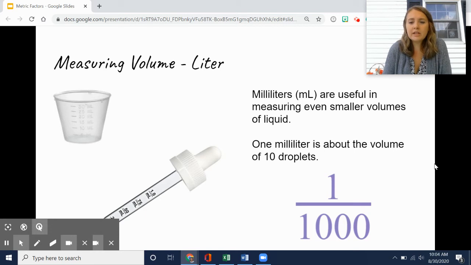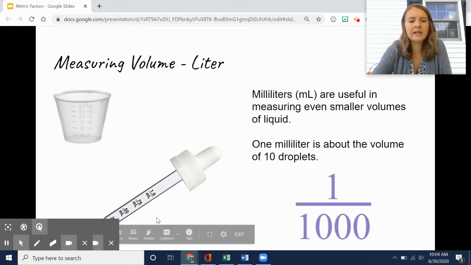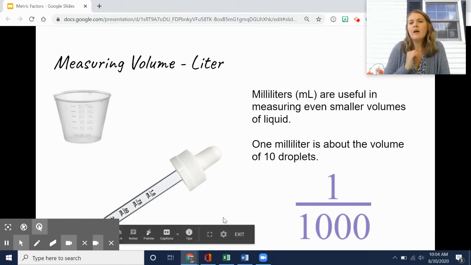And then 1 milliliter is about the volume of 10 little droplets. So if you think of a droplet, if you put 10 of them together, it's about a milliliter. You've probably seen this when you've taken medicine before. Medicine cups usually have milliliter markings or droppers of medicine.